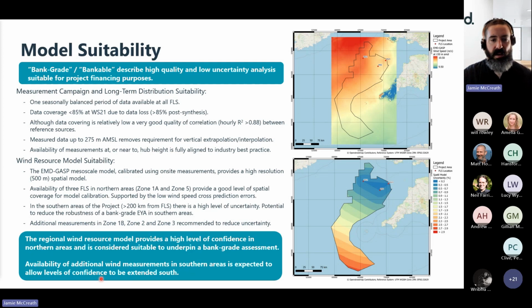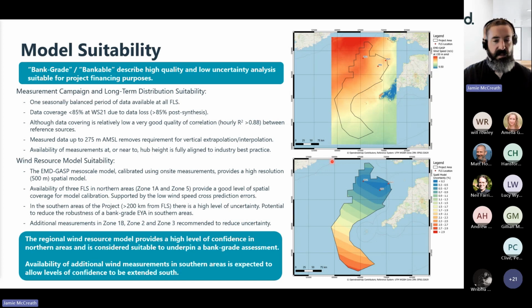As I mentioned, we've only got LiDAR deployments in the northern areas, so in the original zones 1A and zone 5, which was the primary initial area, highest wind resource for development. And in that area, we'd see really good model cross predictions, and there have been no issues in carrying out an energy yield assessment for a bank grade project in that area using the wind resource model. However, as you move further south to areas that are over 200 kilometers from the LiDARs, there's a fairly high level of uncertainty that's introduced because we don't have measurements here.